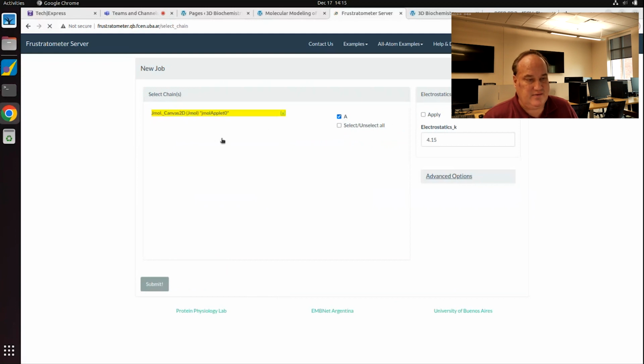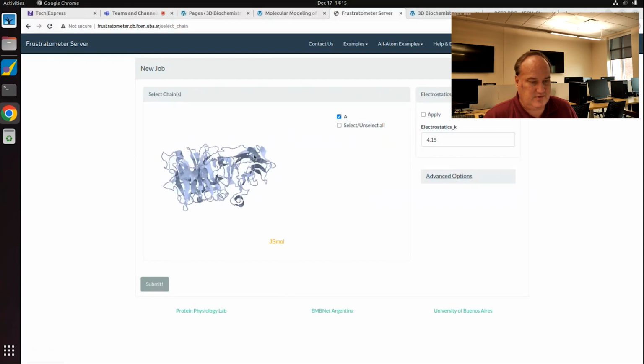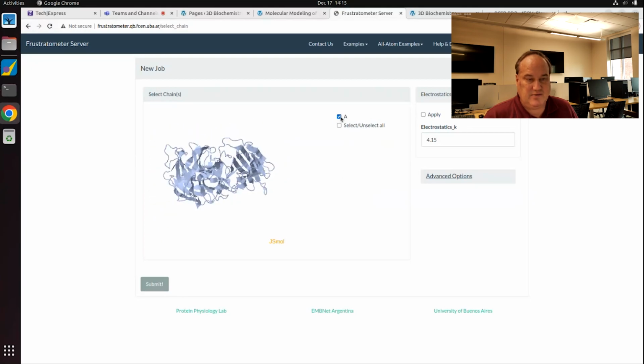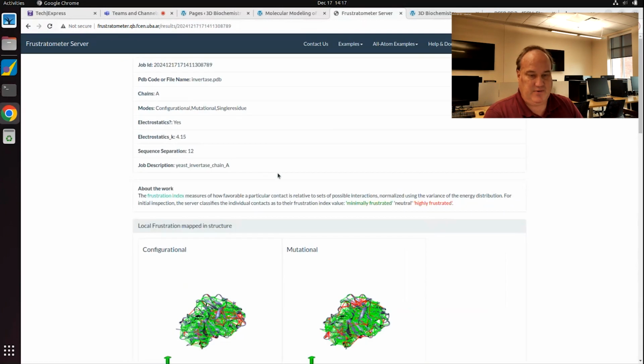Now the next page will bring up a JSmol, a JavaScript viewer, so we can just confirm, yep, that's Invertase, chain A. I want to click on electrostatics and apply that. I'll take the defaults, and we will hit submit. And then this may take about 10 or 15 minutes, and as soon as it finishes, we will get our structure. We have now finished our protein frustratometer calculation.